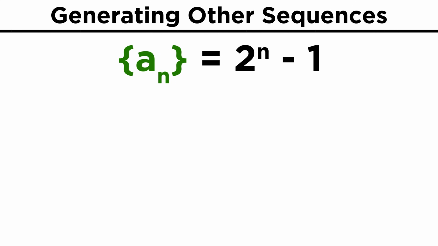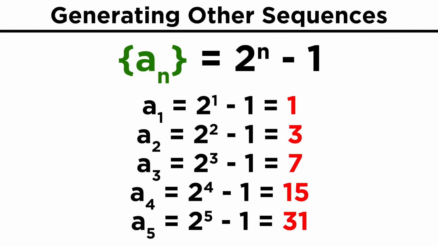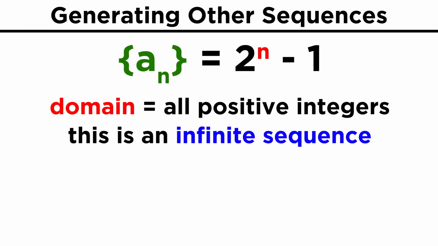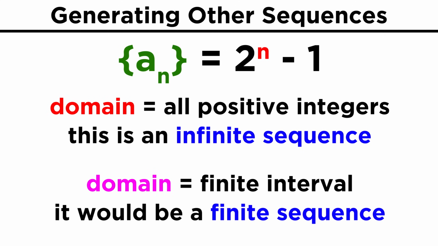Some sequences fall into neither of these categories. What about 2 to the n minus 1? We'd get 1, 3, 7, 15, 31. In every case, we just plug the numbers in and see what we get. If a sequence has a domain that includes all positive integers, meaning that starting from 1, you can keep plugging in numbers all the way to infinity, this is called an infinite sequence. All the ones we just looked at are examples of infinite sequences. If instead the domain stops at some integer, it will be a finite sequence.